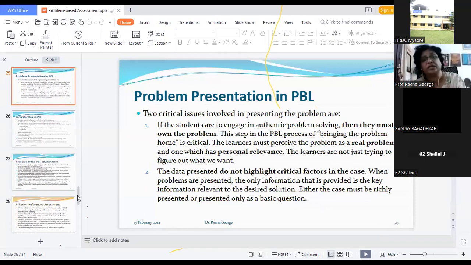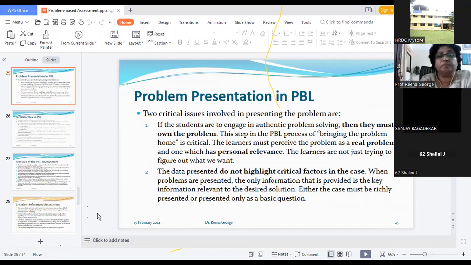So here also there are two critical issues. If the students are to engage in an authentic problem, then they must own the problem. That is what I said before. They should come up with a problem, they should word it, and it should be their problem. There should be some personal relevance in the problem. And the teachers must have an open mind to accept the problem.